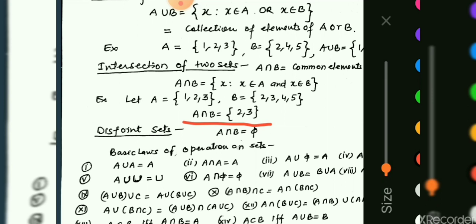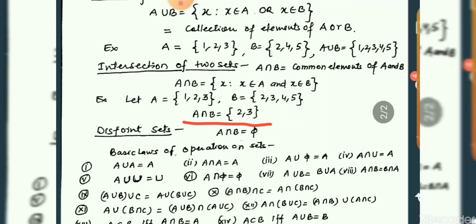Now children, move to disjoint sets. What are disjoint sets? If intersection of two sets is phi, means an empty set, or in other words we can say that they do not have any common element, then we say that these sets are disjoint.